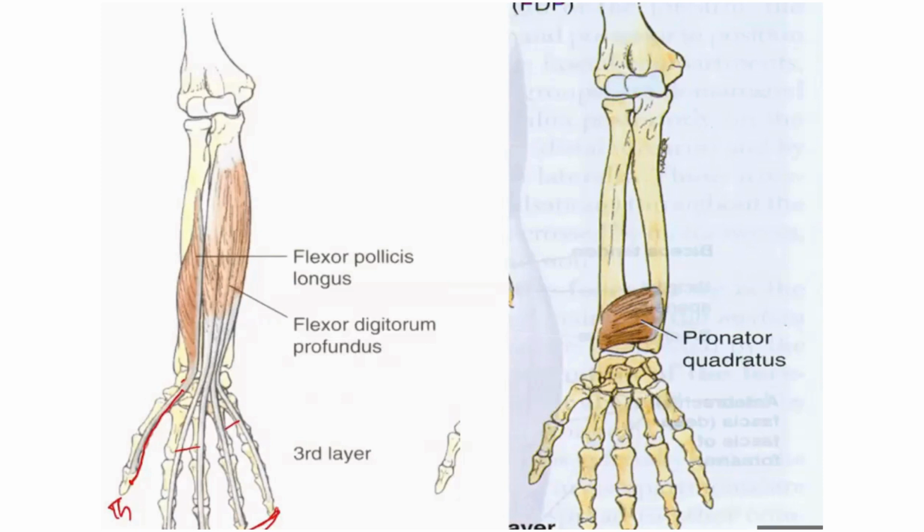This is lateral, this is medial. What is this? Scaphoid, pisiform, trapezium, hamate. Am I right?